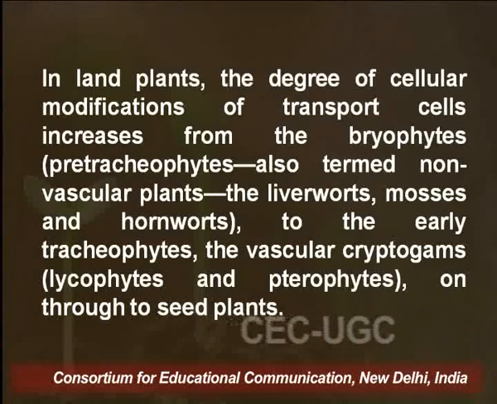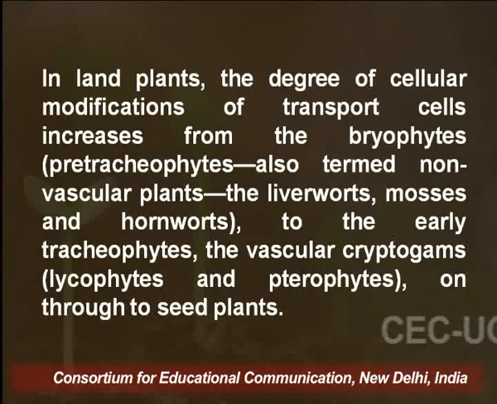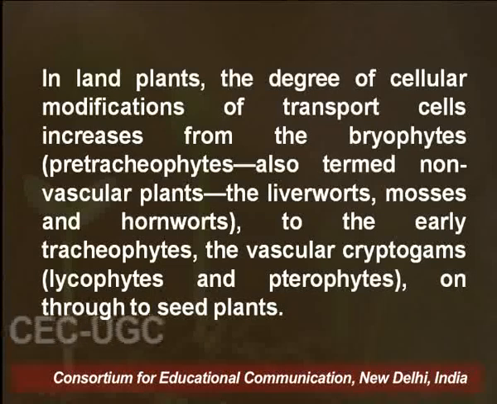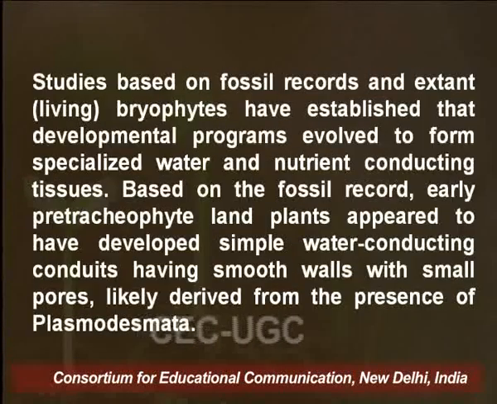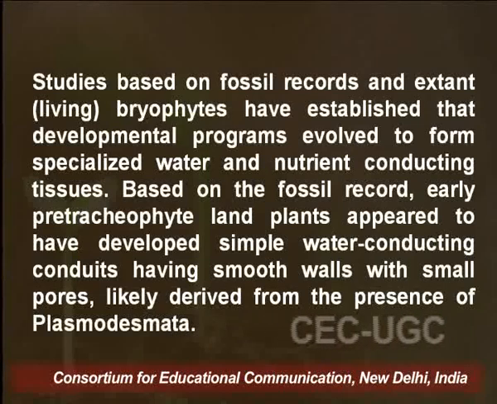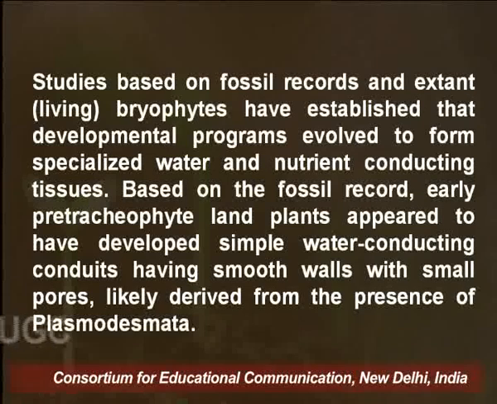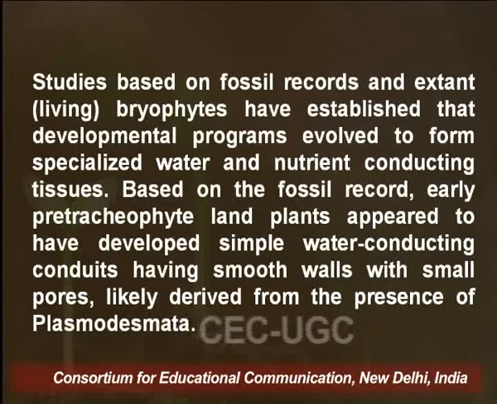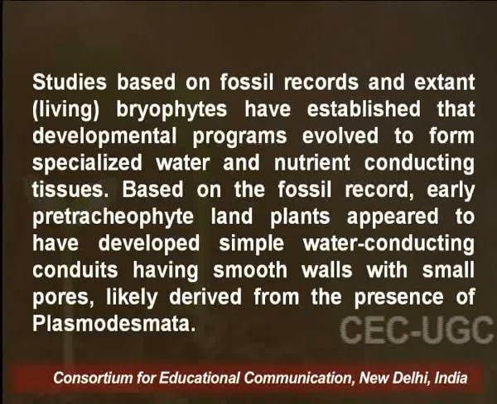In land plants, the degree of cellular modification of transport cells increases from the bryophytes, pre-tracheophytes also termed as non-vascular plants, to the early tracheophytes, the vascular cryptogams, on through to seed plants. Studies based on fossil records and extant bryophytes have established that developmental programs evolved to form specialized water and nutrient conducting tissues.